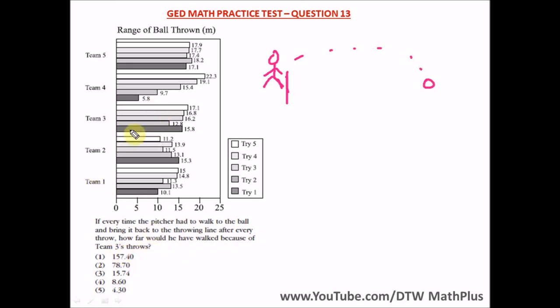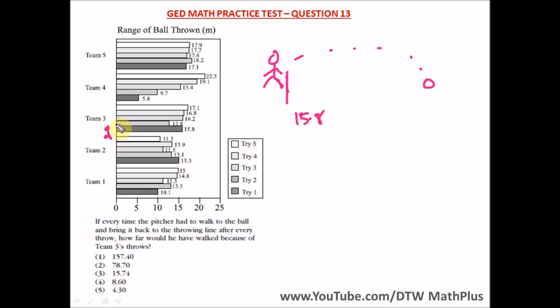Let's focus on team 3 now. Every team had 5 tries. When he throws the first try, the first try is 15.8 meters. So he walks 15.8 meters to pick the ball. So we have here 15.8 meters.